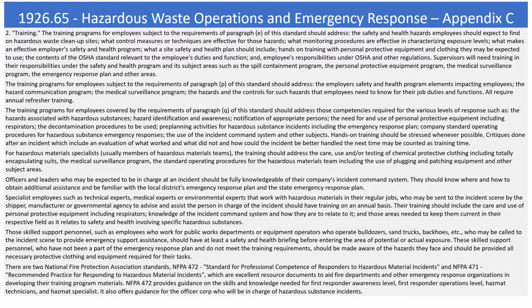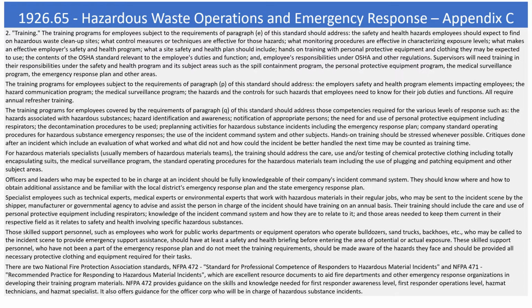Supervisors will need training in their responsibilities under the Safety and Health Program and its subject areas such as the Spill Containment Program, the Personal Protective Equipment Program, the Medical Surveillance Program, the Emergency Response Plan, and other areas. The training programs for employees subject to the requirements of paragraph P of this standard should address the employer safety and health program elements impacting employees, the hazard communication program, the medical surveillance program, the hazards and the controls for such hazards that employees need to know for their job duties and functions. All require annual refresher training.